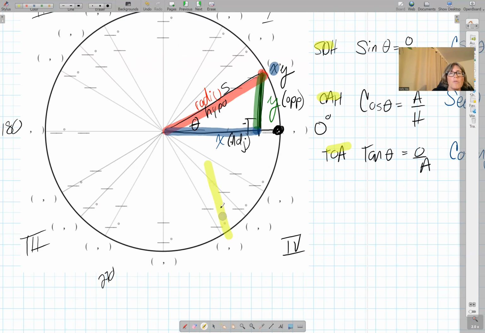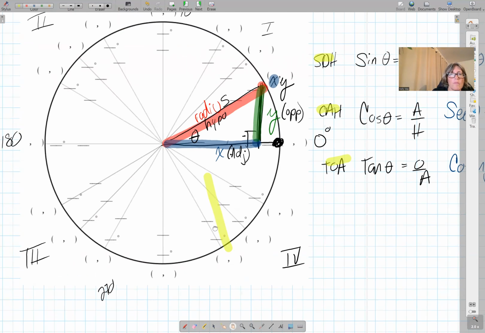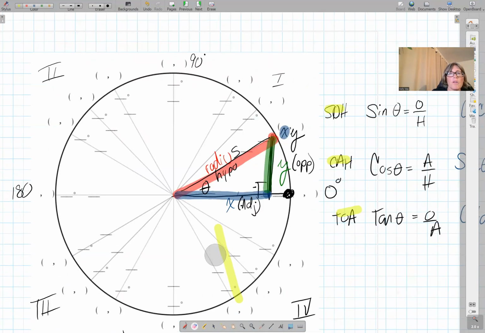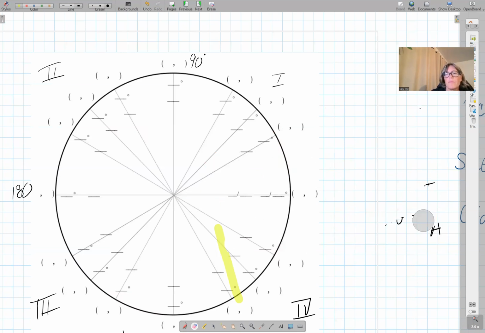Just come here. Erase everything. Okay, when an angle is at 90, right? And keep in mind that radius is 1. So that means right here at 90, you're going to have a 0 and a 1. That's our coordinate. I put this in the margin, 0, 1.